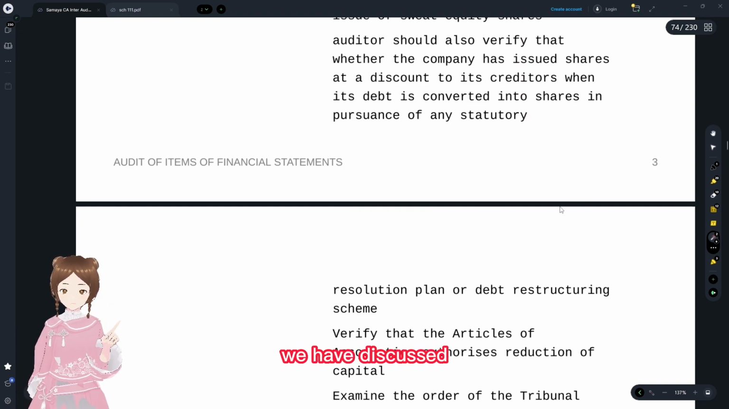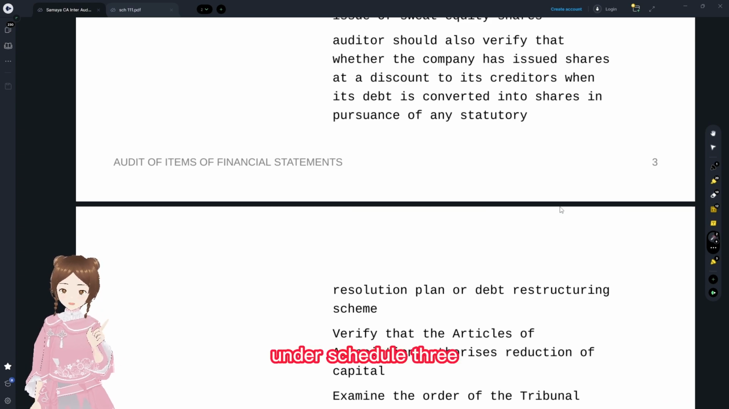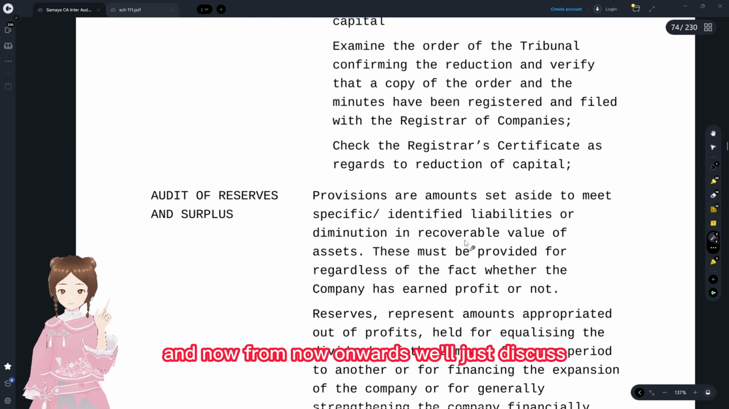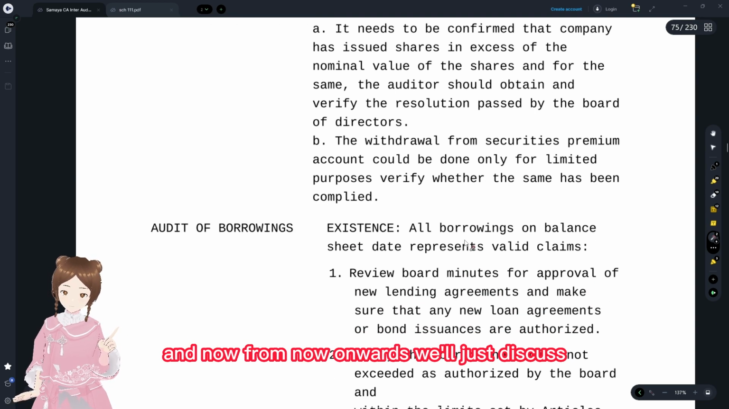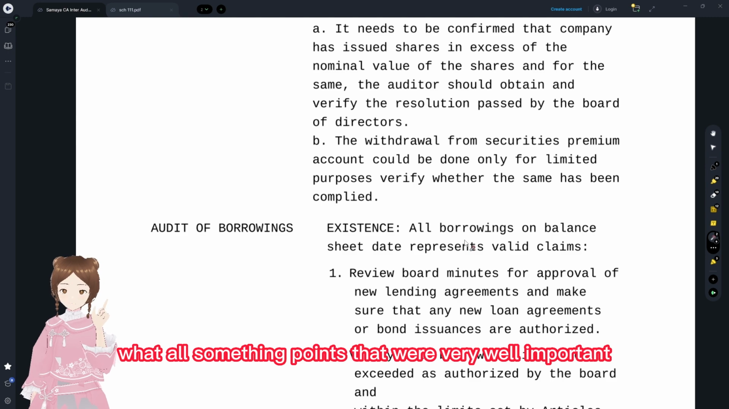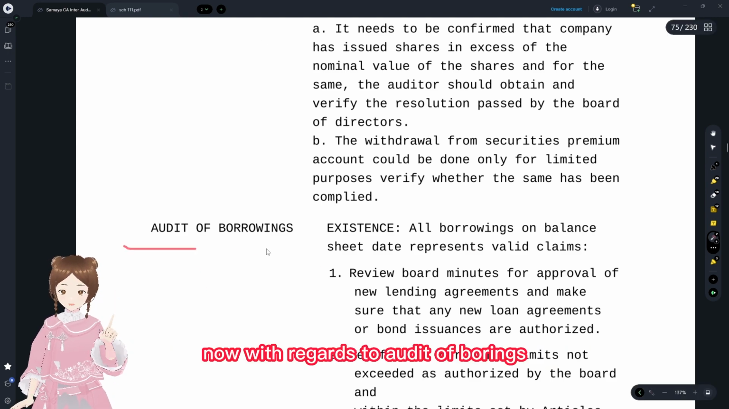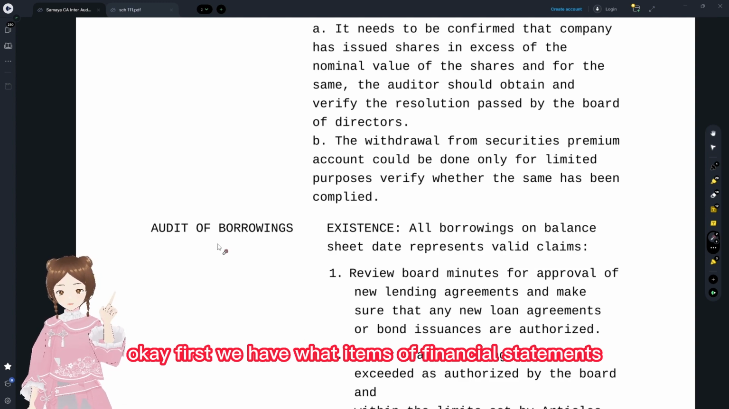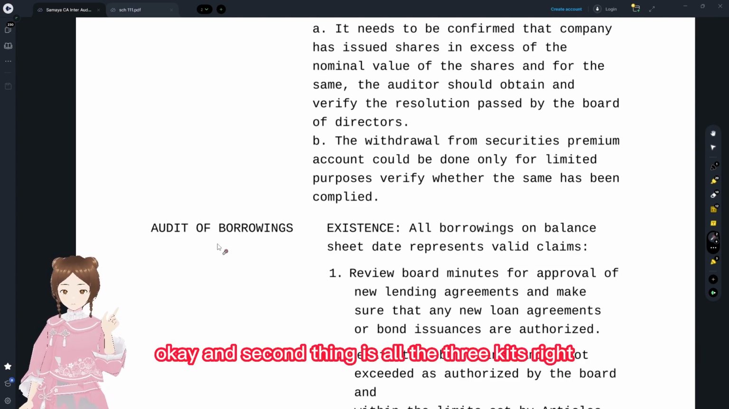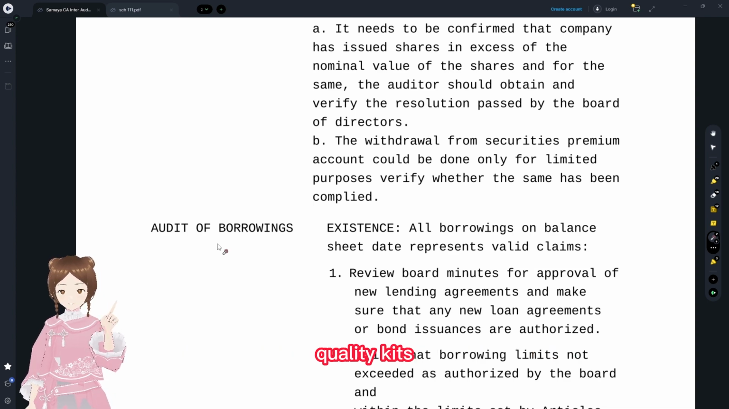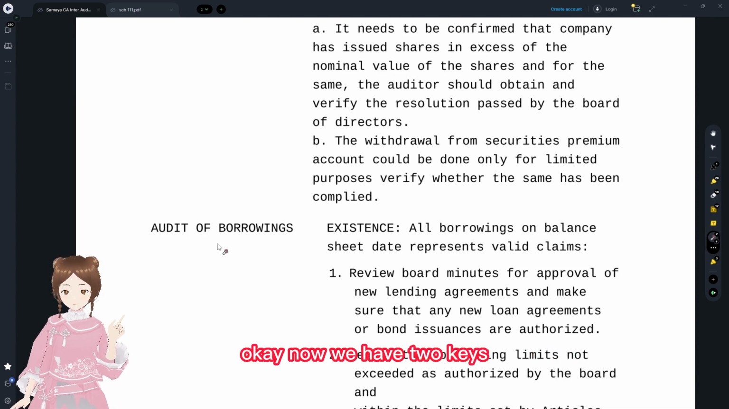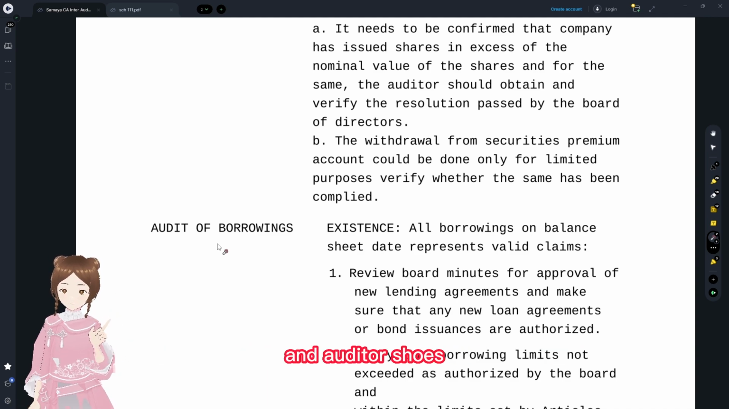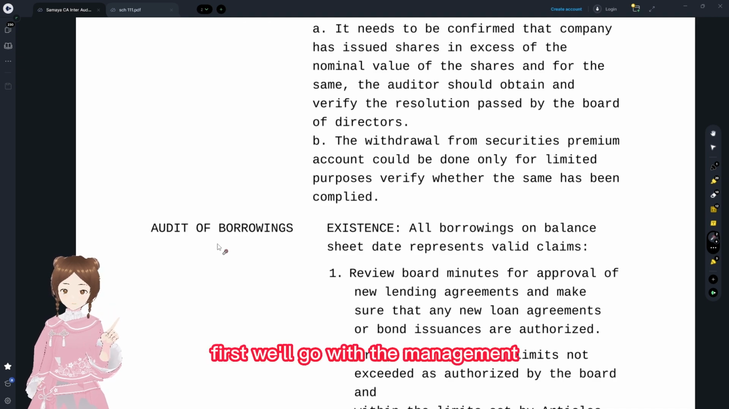This we have also discussed under Schedule 3 disclosure requirements; you might check there. From now onwards we'll discuss some very important points with regards to audit of borrowings. First we have the items of financial statements, and second, the quality assertions. Now we have two sets of shoes, the management's and the auditor's. First we'll go with the management.